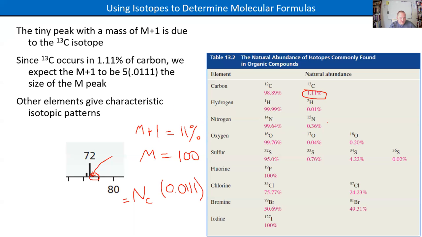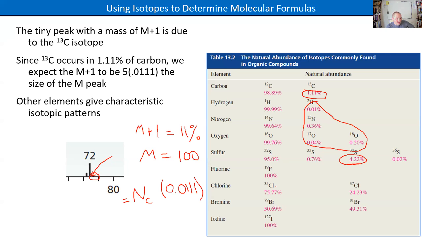Hydrogen, nitrogen, and oxygen all have very small percentages for the isotope effects. If you look at these, 0.01% of the hydrogens are deuterium, so that's not going to be a measurable amount. With nitrogen 15, oxygen 17, oxygen 18, they're all less than 1%. They're such small probabilities that they're not really going to affect our answers. However, sulfur shows up with this 4%. That's even bigger, and it shows up two numbers above the normal isotope. So if you get a significant chunk, still kind of small, at M plus two instead of M plus one, you might have a sulfur present.